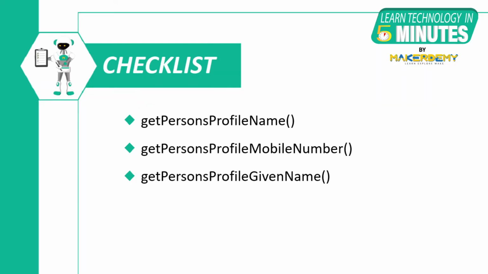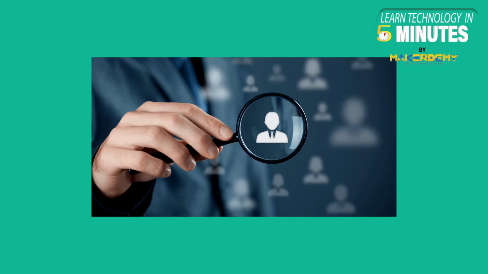Person Profile API provides us with these methods. Get person's profile name. Get person's profile mobile number. Get person's profile given name. You can then use the information obtained to personalize the user's interaction with your skill and add value.